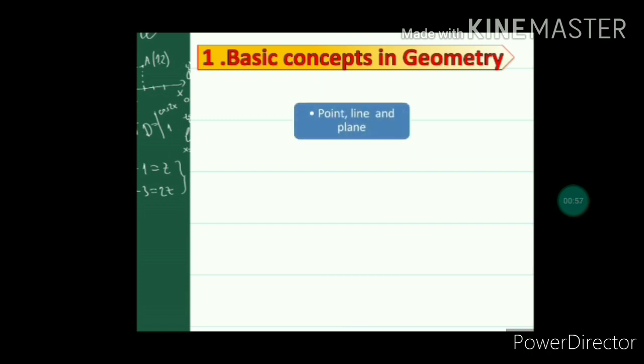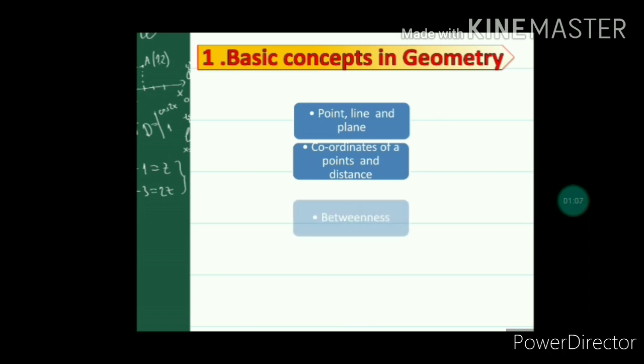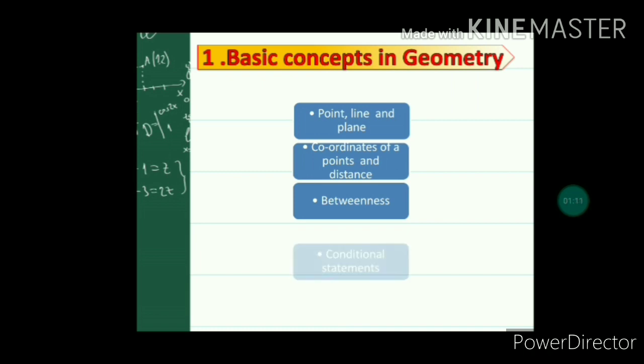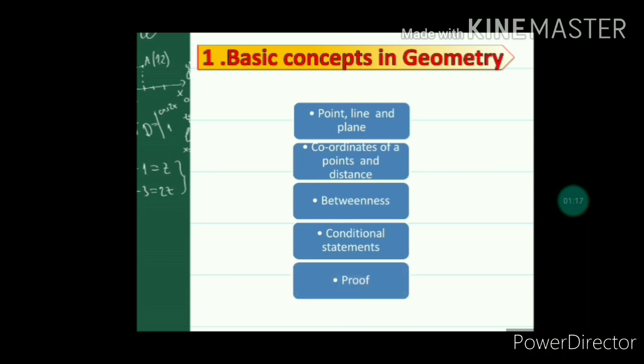First is point, line and plane. Second is coordinates of a point and distance. Third is betweenness. Fourth is conditional statements. And last is proof.